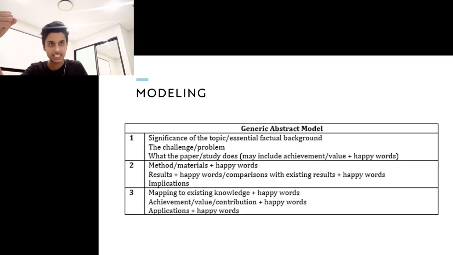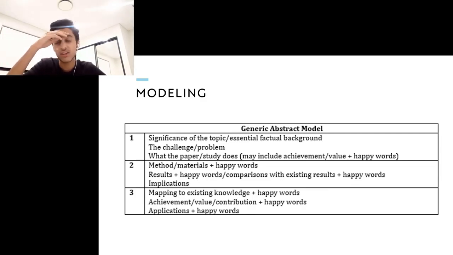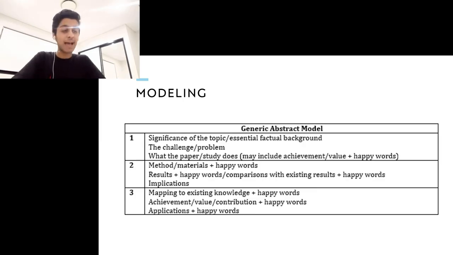It's divided into 3 key sections. The first section, significance of the topic. So essential background information. So why is whatever you're talking about important? And what do I need to know before I start reading the paper? Second thing in the first section, the challenge or problem. What challenge or problem are you addressing? And then you want to give them what the paper or study does. So it may include your achievement or value, and use happy words.